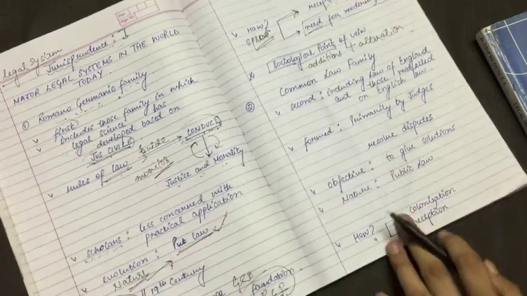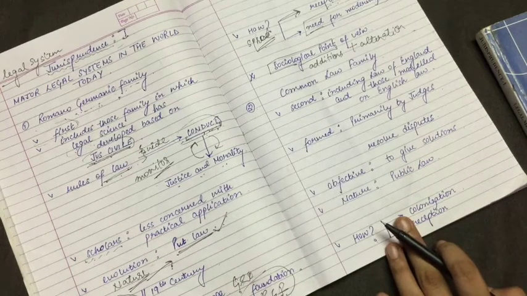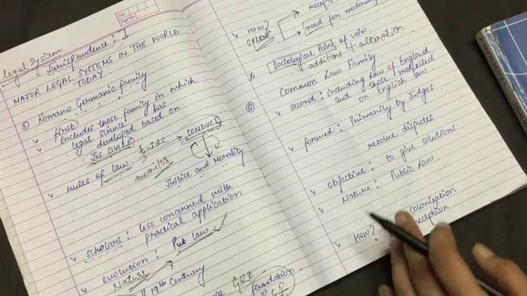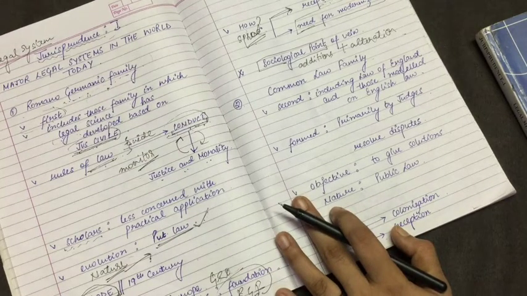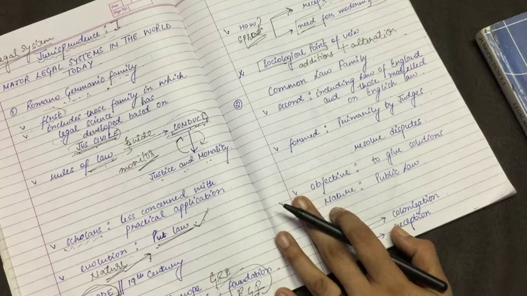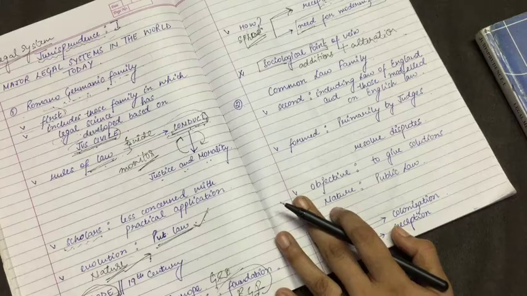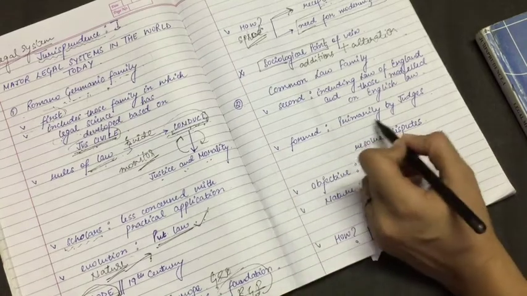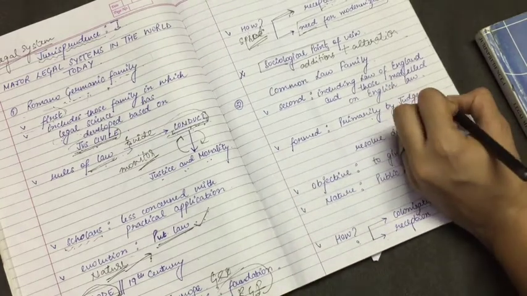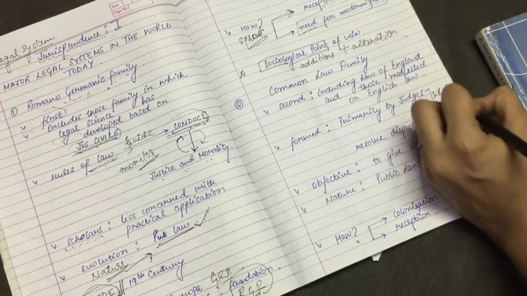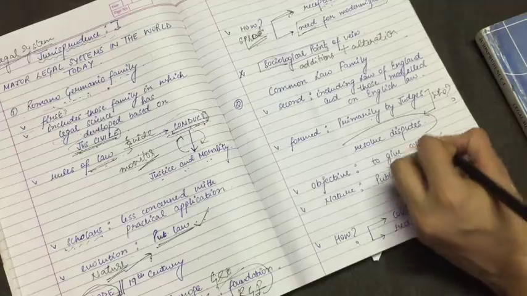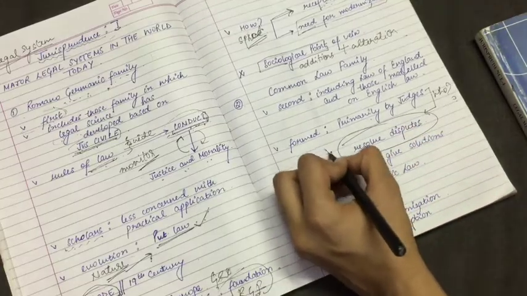Okay, so coming on to the common law family, obviously it forms the second family, and it includes the law of England, and also the laws that are modeled on English law. Now it was formed primarily by judges. Now what kind of judges? Those who had their role in resolving disputes.